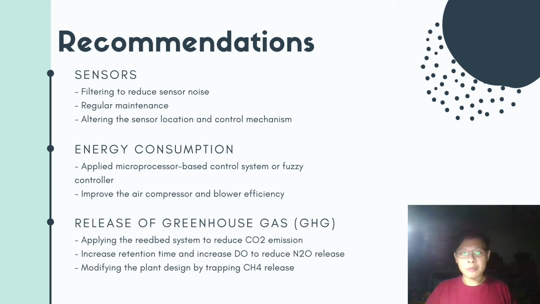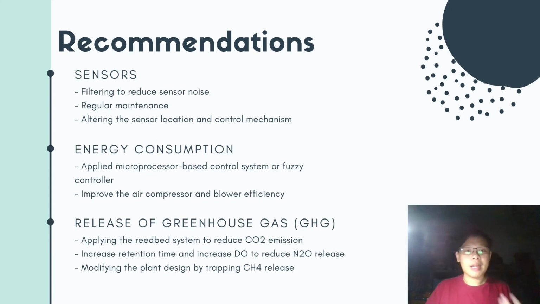Moreover, the energy consumption can be overcome by applying a microprocessor-based control system or fuzzy controller. It is found that applying this kind of control system could actually reduce the energy loss by 10% from the blower and 50% from the recycling stream. And it's because the most direct method is via improving the air compressor and the blower's efficiency.